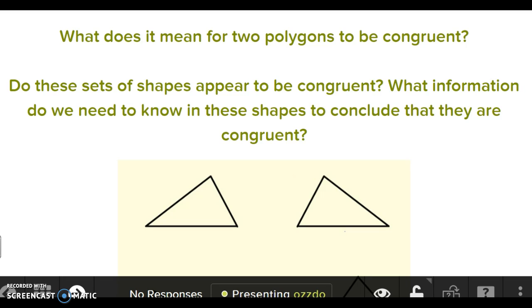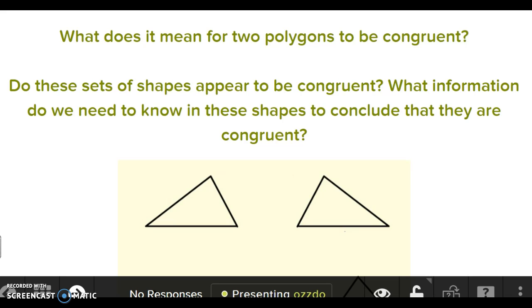Okay, so what I was looking for in your answer, we've talked about this a few times, is that in order for polygons to be congruent, all of their sides have to be the same. And all of their angles have to be the same. Okay, and we've talked about that before. And what we're going to get into today, if we don't know all of the sides or all of the angles in our triangles, there are some shortcuts we can use in order to determine whether they are congruent.